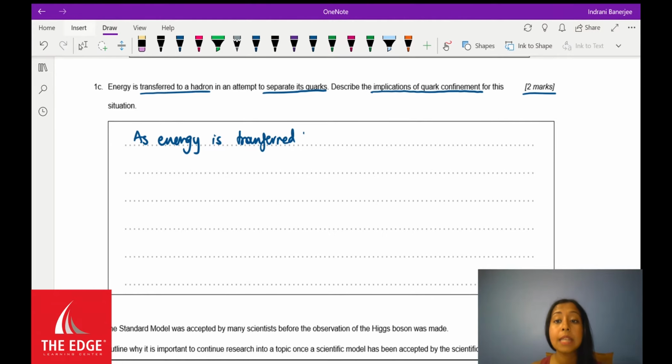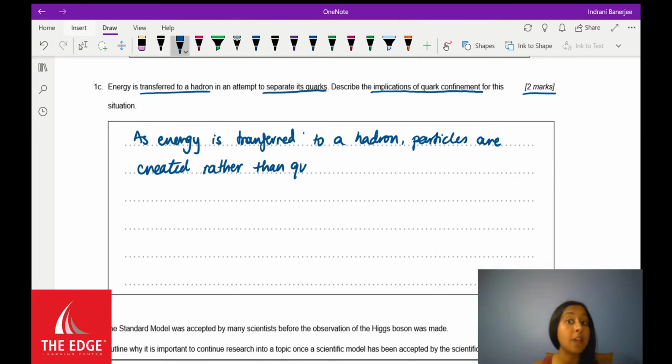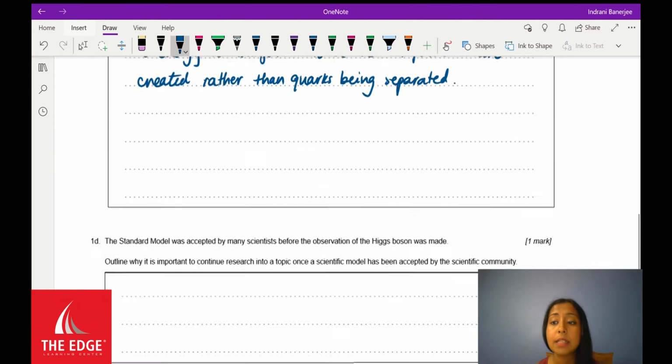So the first part will be as energy is transferred to a hadron, what we actually see happening is new particles are created, which we saw in the previous 2 parts of the question. We got a positron and we got an electron neutrino. And this happens instead of the hadron being separated into its constituent quarks. And this is actually a consequence of the strong force. You don't really need to discuss the strong force here to get that second mark. You just need those 2 parts describing what happens and why it happens. And that should be sufficient for 1C.